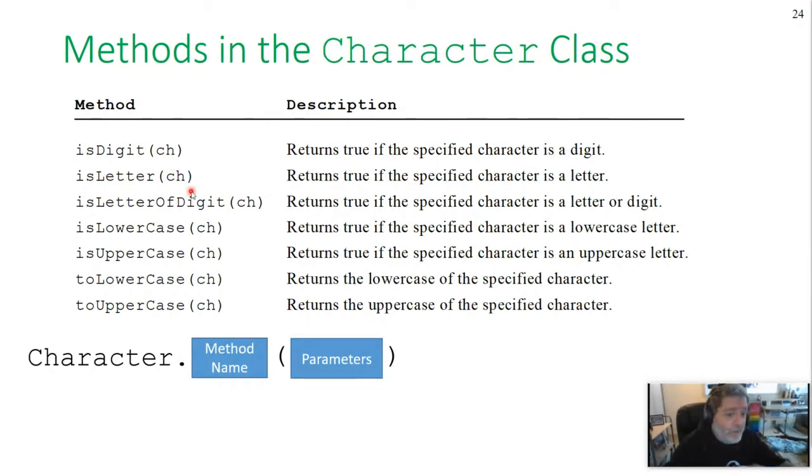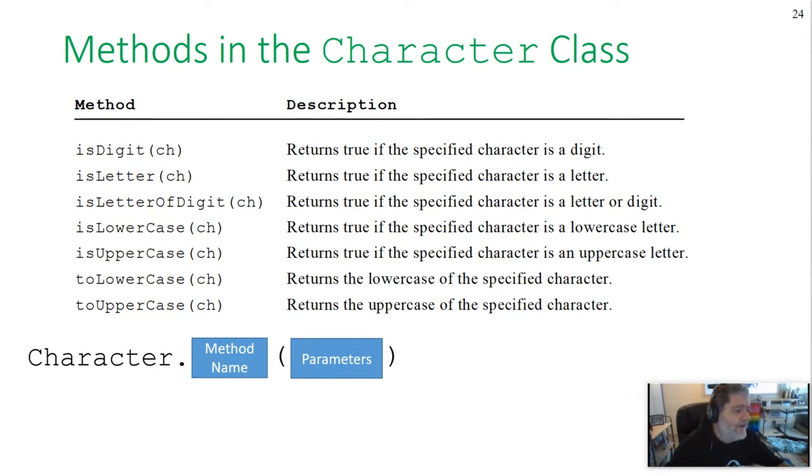Is it a letter? Uppercase, lowercase, doesn't matter. Is it a letter or a digit? That should be an "or" here, not "of", okay? Is it a lowercase letter? Is it an uppercase letter? I want to convert this character, like lowercase a, to a lowercase letter. So lowercase a would give me lowercase a, but if I put uppercase A here, it's going to convert it to lowercase a for me, and so on and so forth.